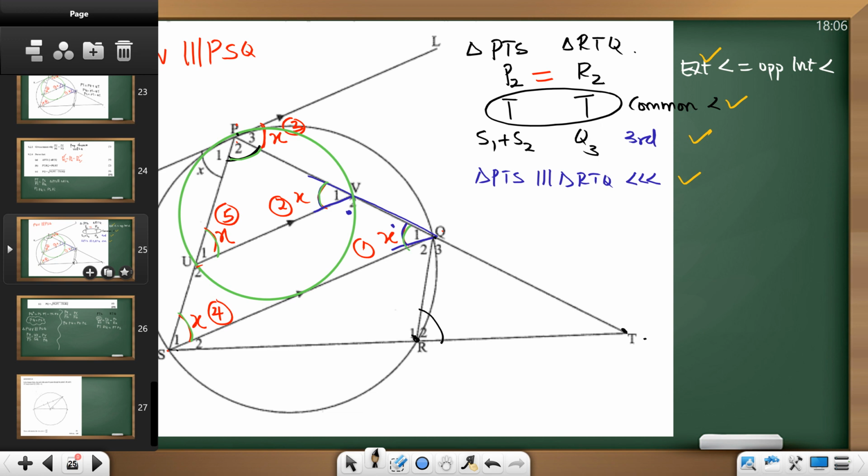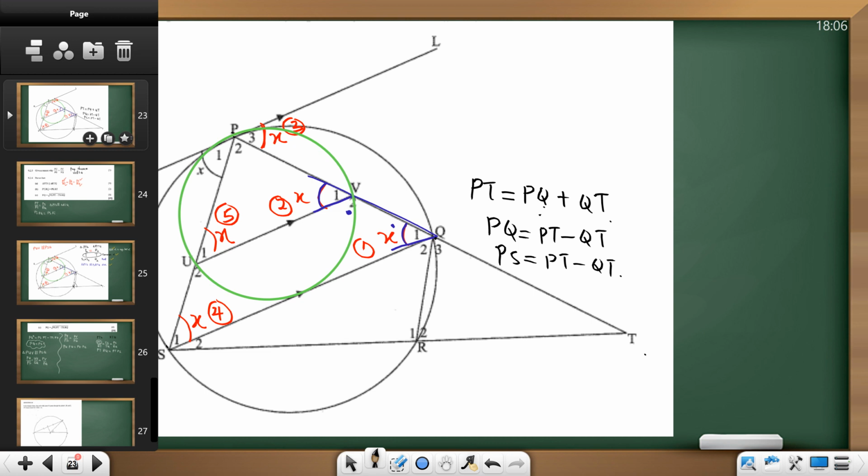RT and PS. Okay, do you see my PS there? There's a PS, right? Okay, please write this down for me. Remember what this is? Please write these two things down for me. PQ equals PT minus QT. Write it down.